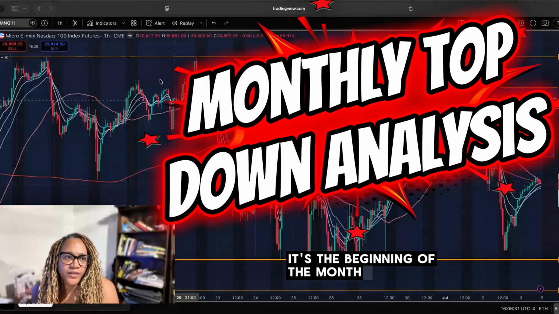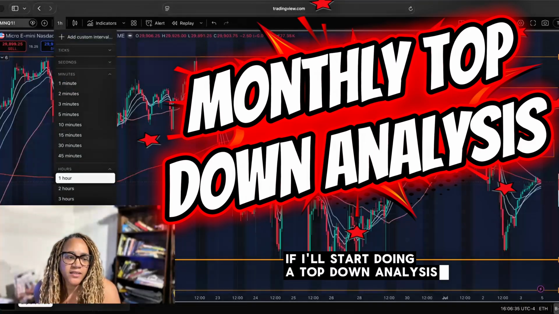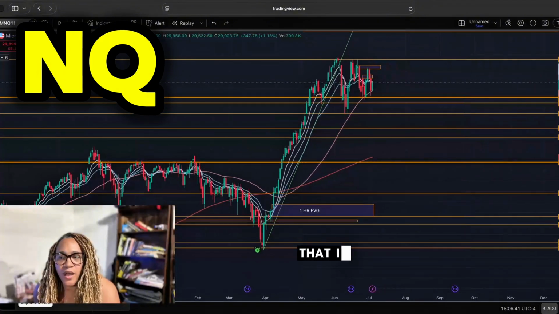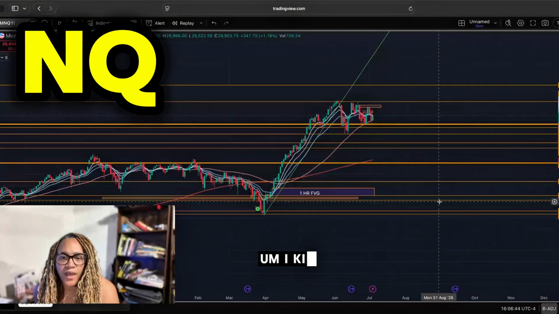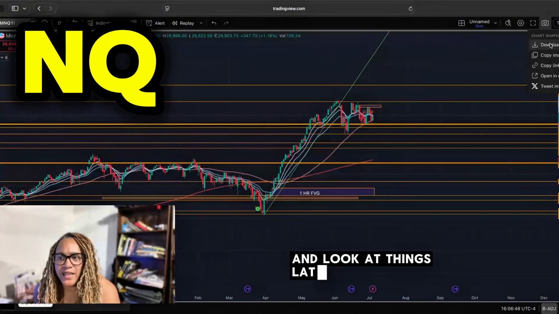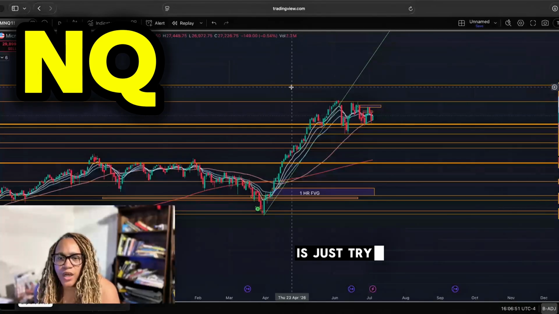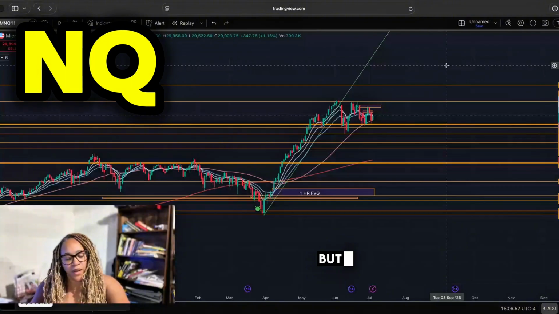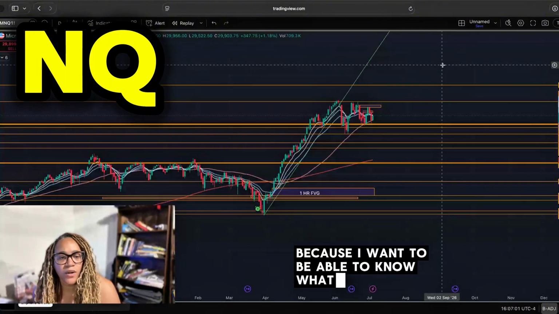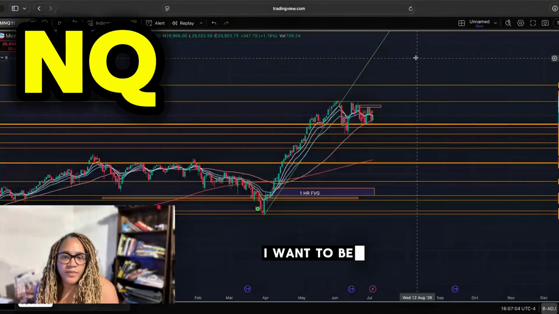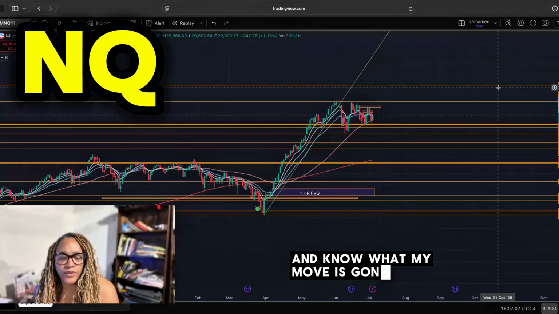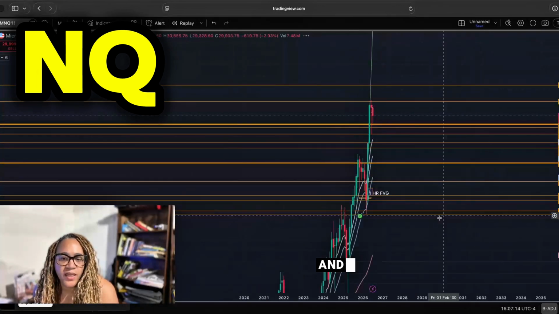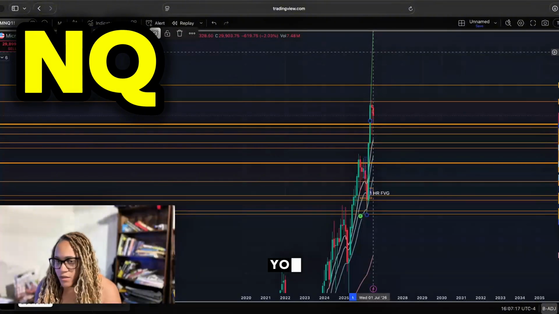It's the beginning of the month, so I wanted to start doing a top-down analysis at the beginning of the month. We've had some interesting things going on. I do have some old charting that I would like to get rid of, and I also want to compare and look at things later. So I'll try to do a monthly top-down analysis and then weekly. Not sure how anybody likes these, but I do them because I want to know what I'm doing when I look at the charts, because my life is so busy. I want to understand what's going on and know what my move is going to be. So I'm going to start with a top-down analysis: month, week, and then go from there.